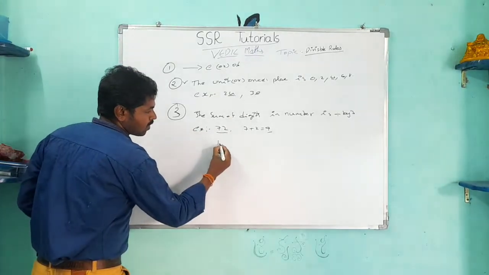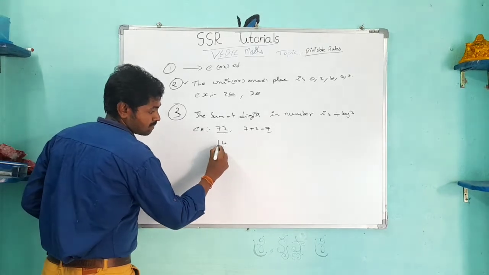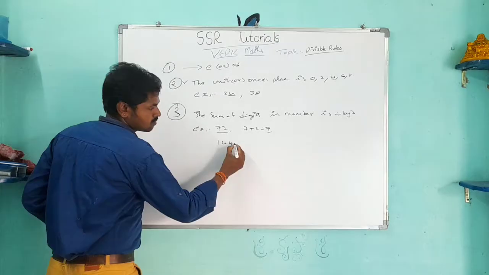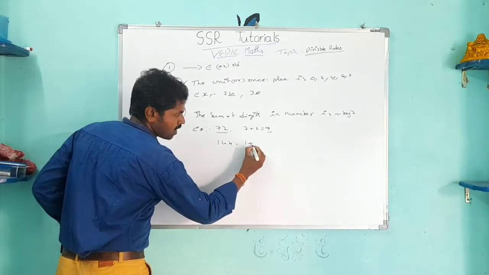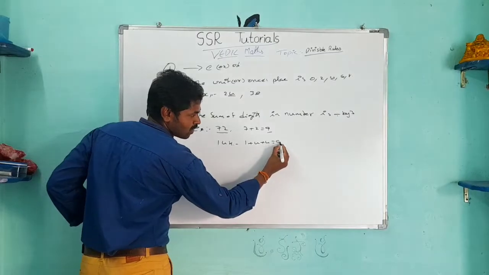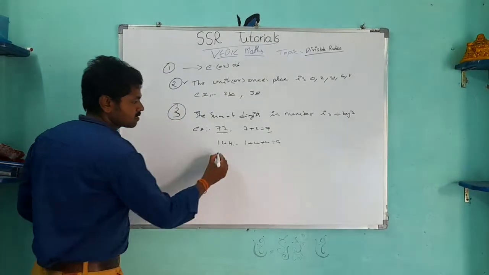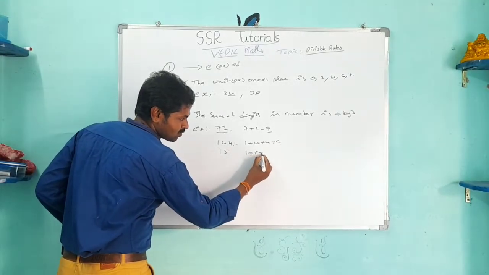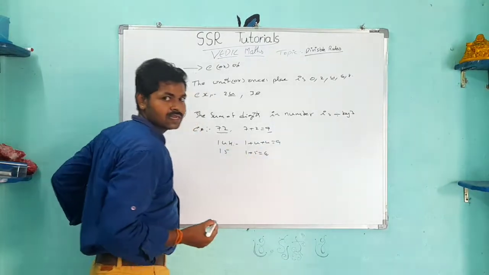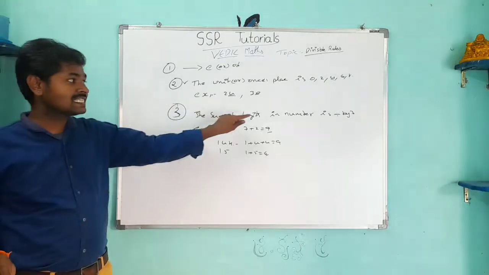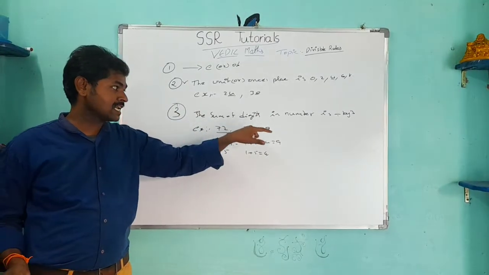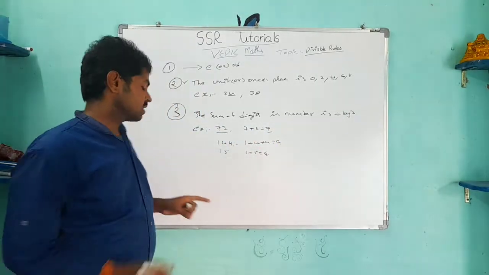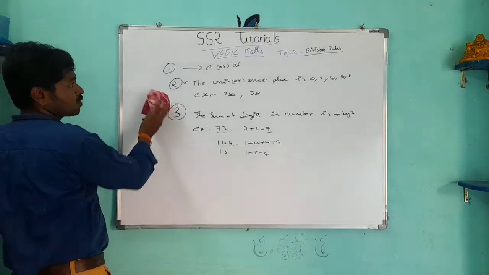Next, 144. That means 1 plus 4 plus 4 is equal to 9. It is also divisible by 3. Suppose 15. It is an odd number, but 1 plus 5 is equal to 6. It is also divisible by 3. So if the sum of digits in a number is divisible by 3, the total number is also divisible by 3. Next, let us discuss other numbers.